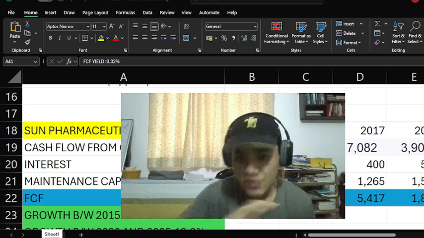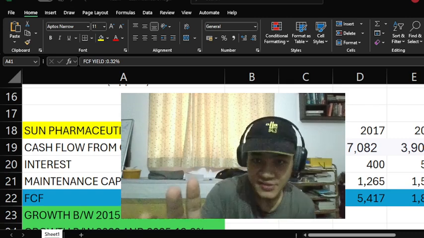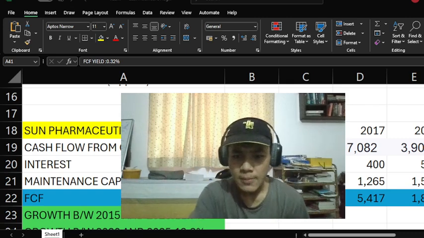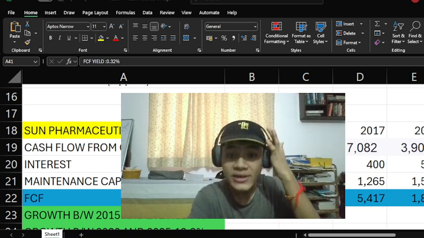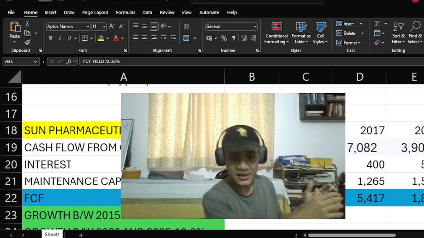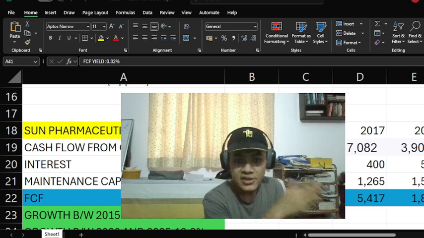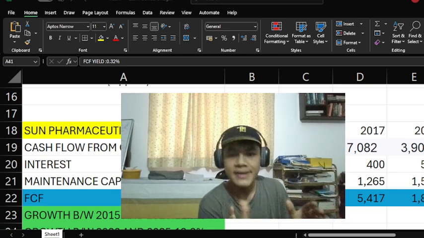And when depreciation is way more than purchase of fixed assets, it can mean that the business has a lot of older assets, and they are causing the depreciation. It's not just maintenance capex.